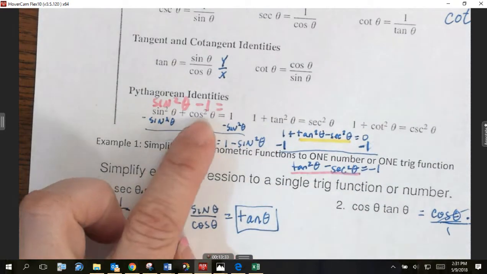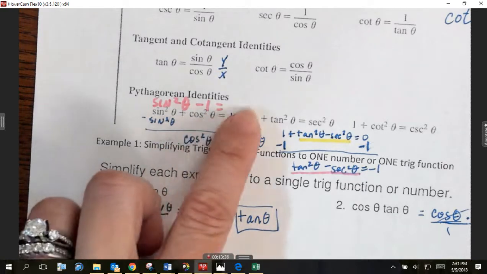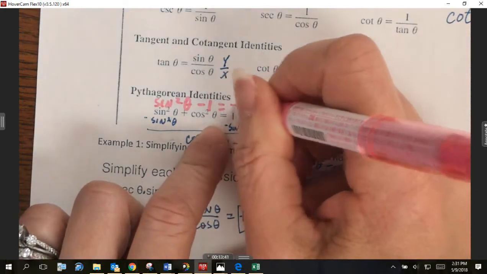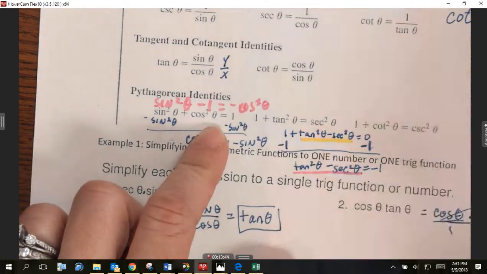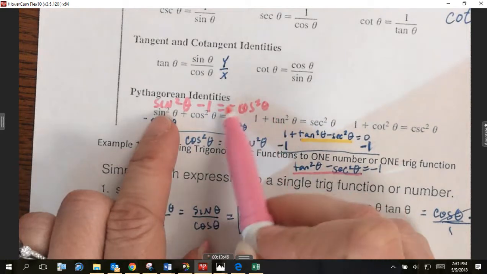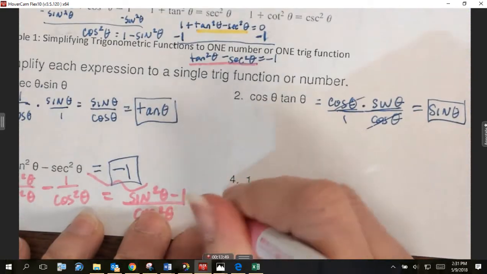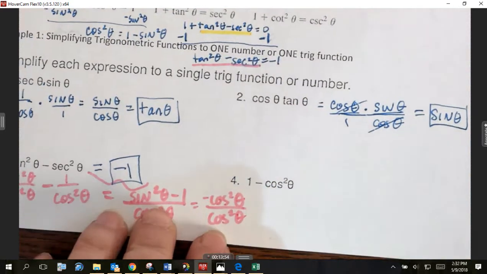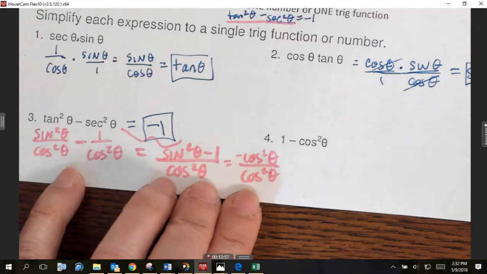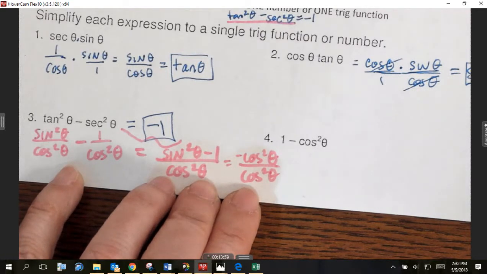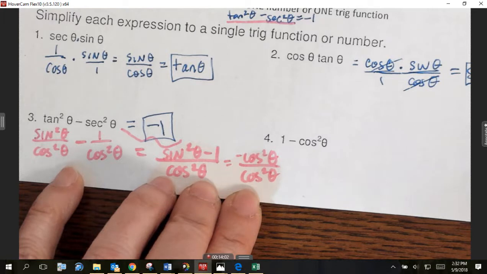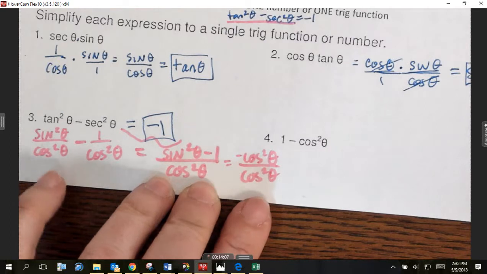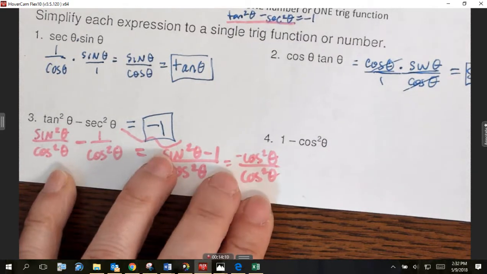How do you get rid of cosine squared on this side of the equation and put it over here? How do you get rid of it? You subtract it. So this will be minus cosine squared over here. So sine squared theta minus 1 is equal to negative cosine squared theta. So I'm going to have another step. So it's negative cosine squared theta over positive cosine squared theta. What happens to the cosine squared theta? They cancel, and what do we get? Negative 1. Same answer. There's multiple ways of doing this.